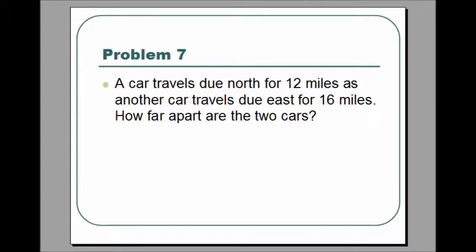Problem 7. A car travels due north for 12 miles as another car travels due east for 16 miles. How far apart are the two cars? We need to recognize that if one person or object is traveling north and the other is traveling east, that forms a right angle, and the distance between them is the hypotenuse of a right triangle.